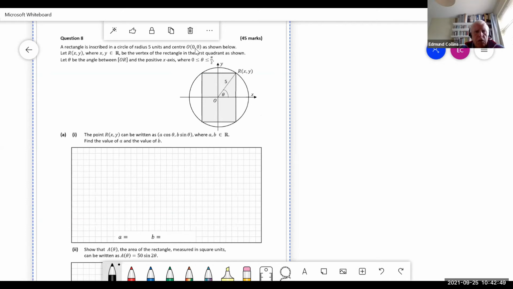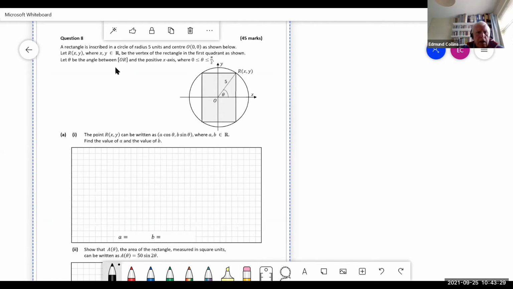So you should be familiar with this terminology. This is 0x, 0y here. And let R be denoted by this xy. So those are the coordinates of R here, xy. Where x and y, and again, we talked about this in the first tutorial, are real numbers. That's what this means. So that's this point here. That's the vertex of the rectangle in the first quadrant.